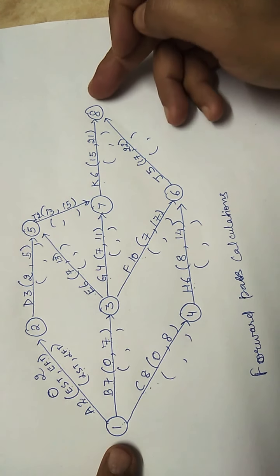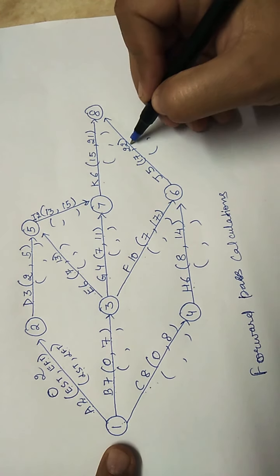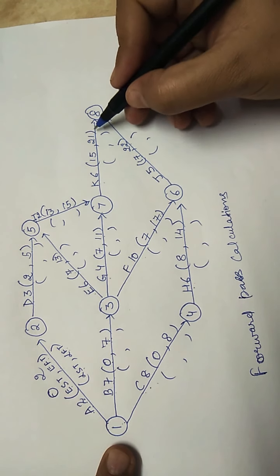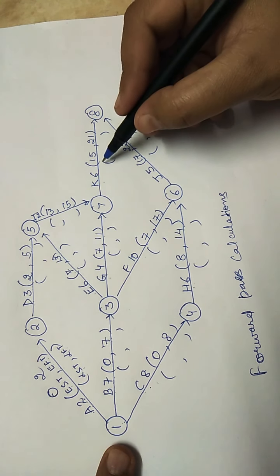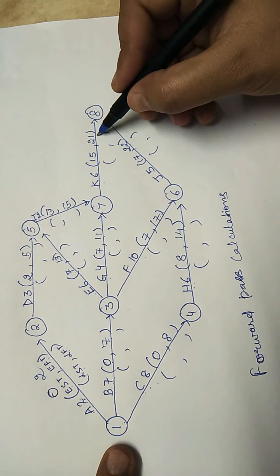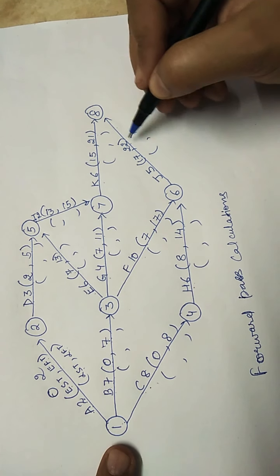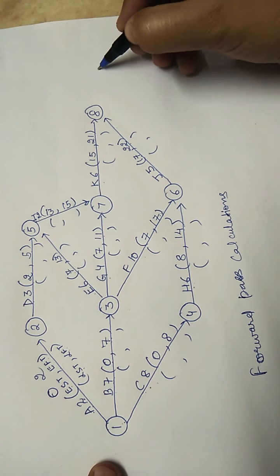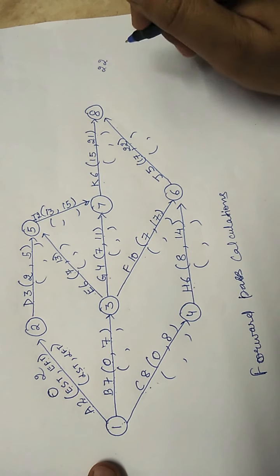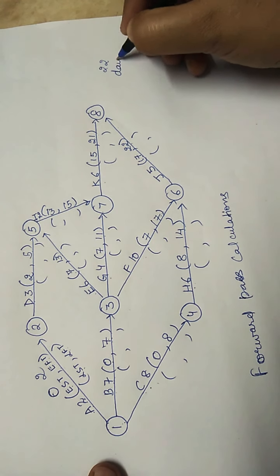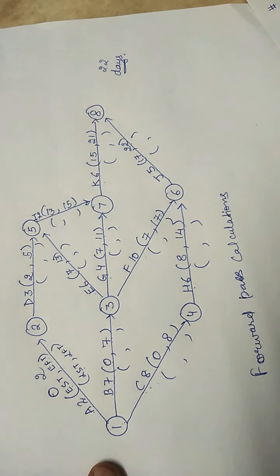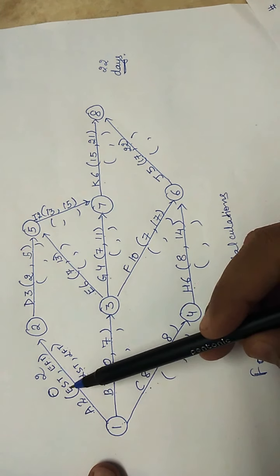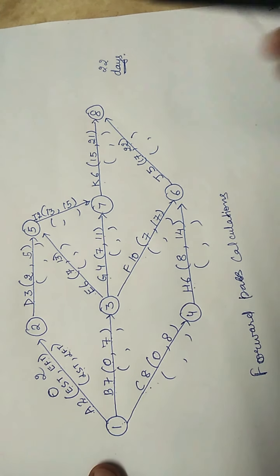In fact the whole project will get completed on 22nd day. These are the last two activities. K activity finishes on 21st but J activity finishes on 22nd. So the project gets completed on 22nd day. So it requires 22 days for the project to get completed. So this is how we calculate earliest start time and finish time of all the activities.